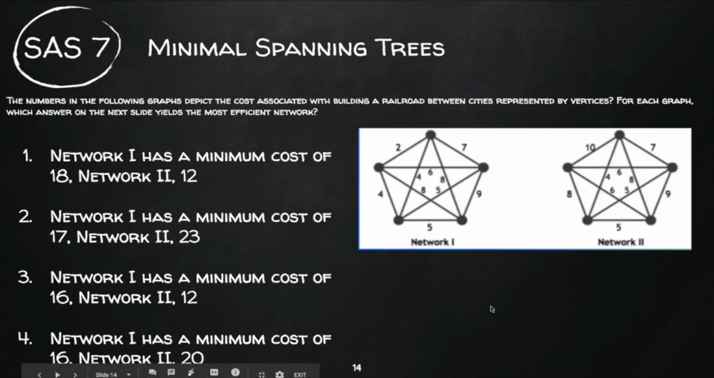Network 1 has a minimal cost of 18, network 2, 12. We already said that's incorrect. I think 4 is correct. Network 1 has a minimal cost of 16 and network 2 has a minimal cost of 20. And I was right. There you go.